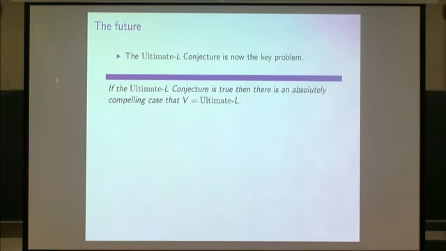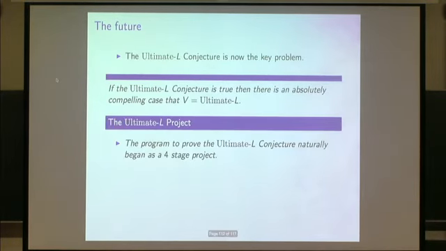All right, so what's the future? I would say the ultimate L conjecture is now the key problem. I think if the ultimate L conjecture is true, and that means provable, then there's an absolutely compelling case that V is ultimate L. People will disagree, but you have to come up with a reason.